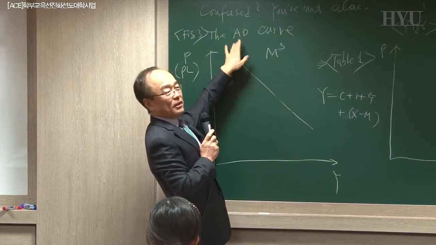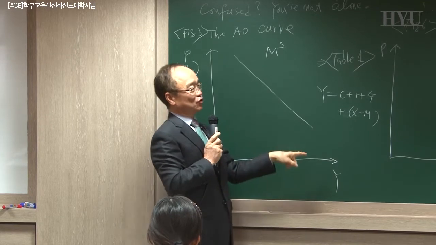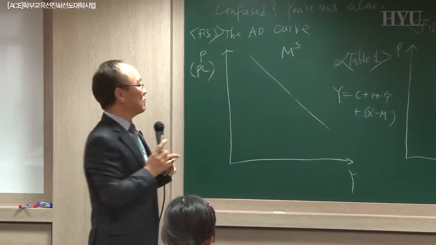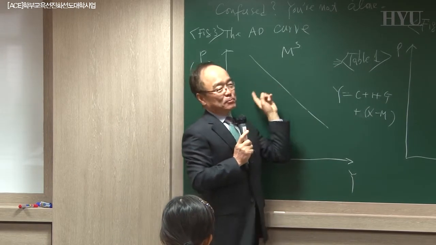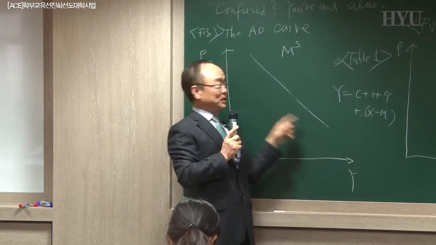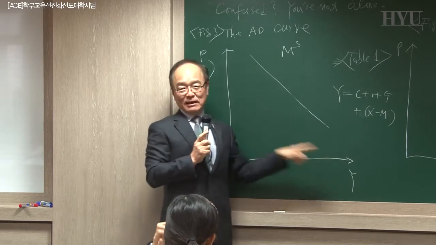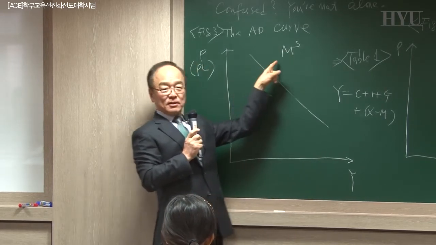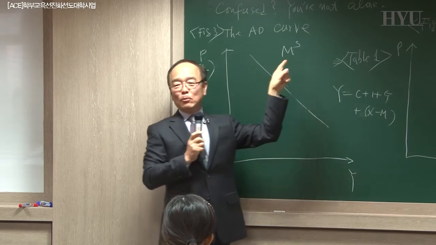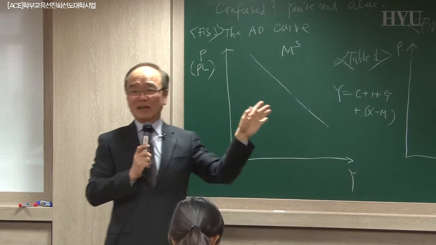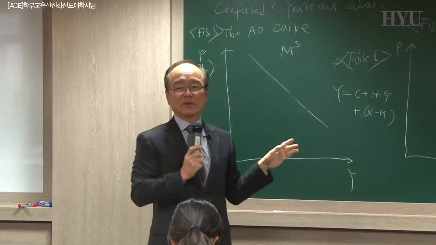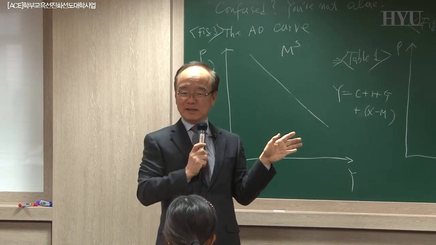There are three theories why the AD curve should be downward sloping. Three explanations. Number one: as price falls down, we are moving in this direction. I'm going to explain this direction. Price falls down, the real value of money holding, economy-wise, value of money increases.